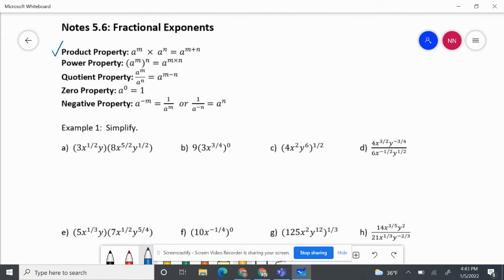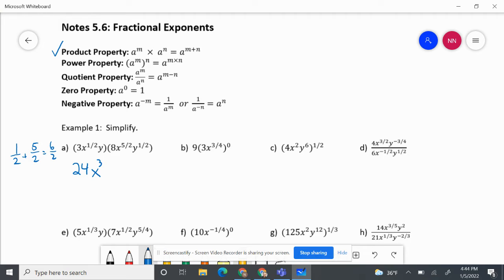So if we look at example 1, when we multiply 3 times 8 is 24. When we multiply the x's, what we have is 1/2 and 5/2. But since we're multiplying, we're adding the exponents. So that would be 1/2 plus 5/2, which is 6/2. And 6/2 is 3. So we have x to the third.